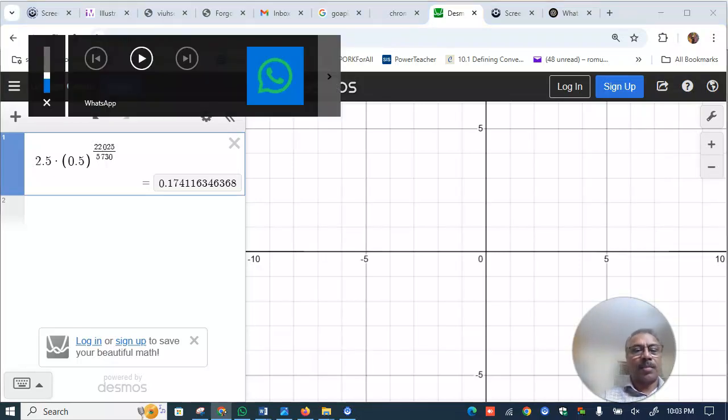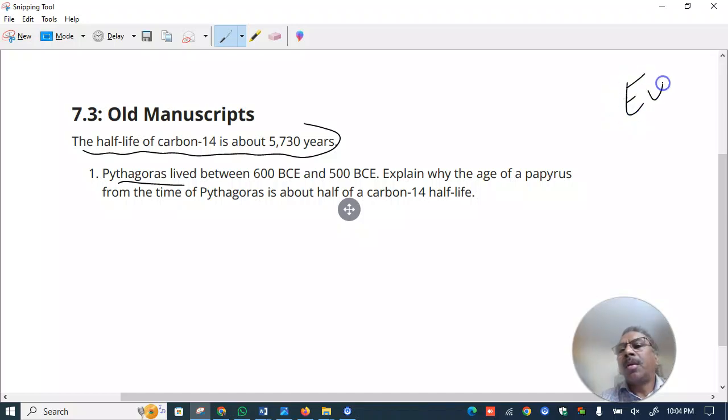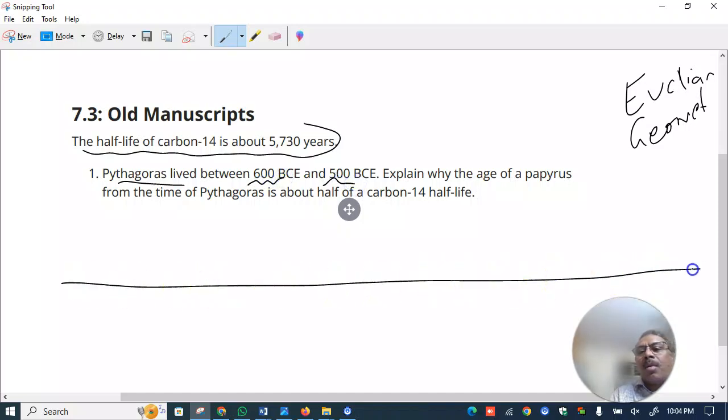So let's go to the last one. 7.3: the half-life of carbon 14 is this, which we already know, and Pythagoras, the whole Euclidean geometry is created by Pythagoras, who lived in the year 602 BC. So I'm going to even draw the line. Let's see, this is 0. Let's draw the double line. This is 0, and if we are right here, let's see, 2000. This is 2000. That's where we are right now.